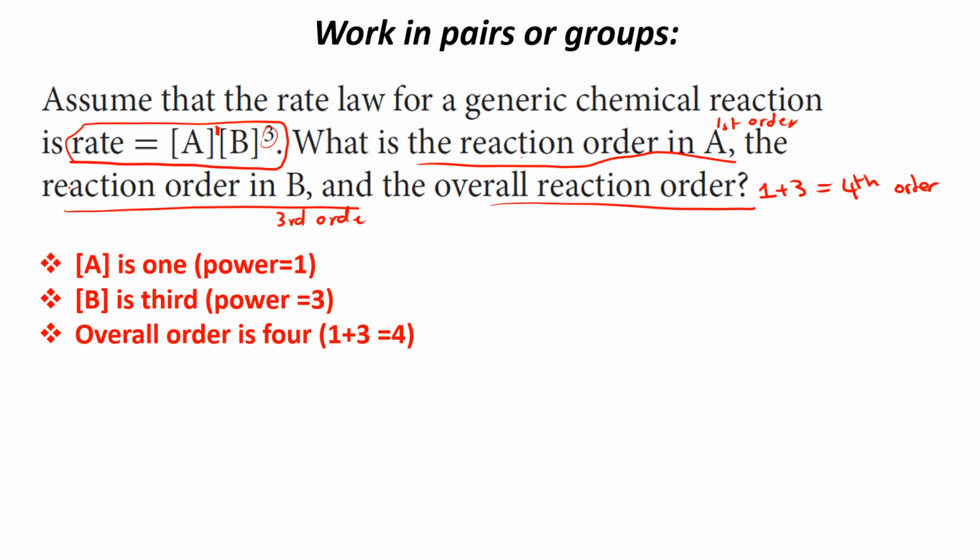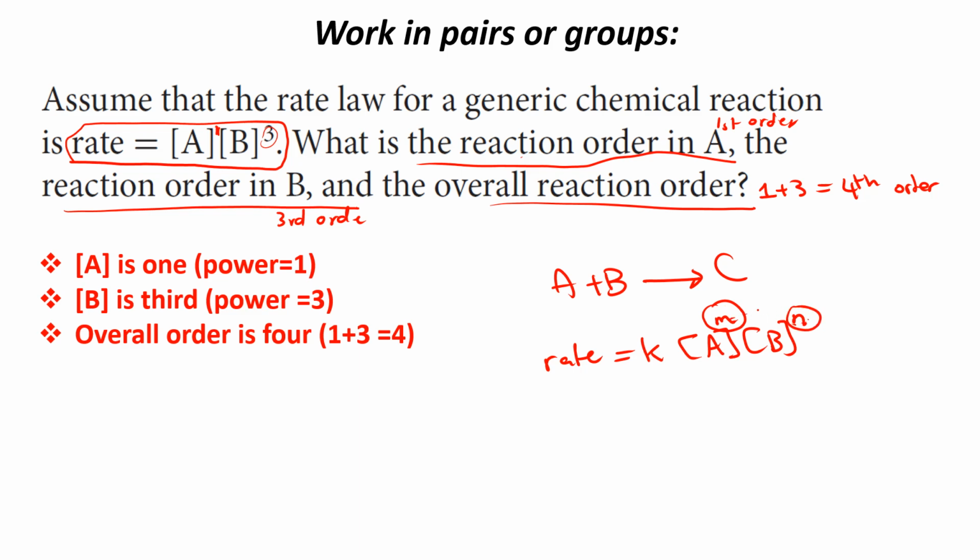Now, we are going to go to the last part of the lesson, and this last part talks about the following. So imagine you have a reaction A plus B gives me C. The rate equals k [A]^m [B]^n. Now how can we determine m and n? How can we find m and n? In the questions they gave me before, they gave me the numbers directly. And these numbers come from experiments, meaning from data.